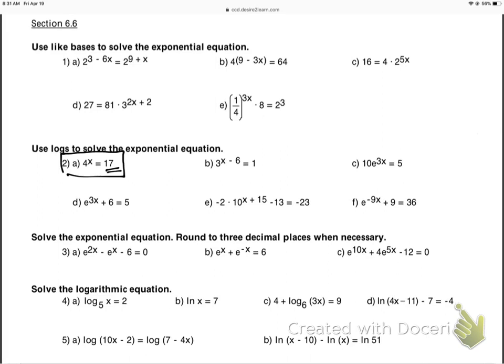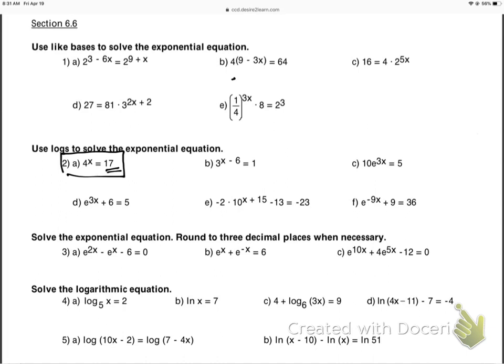Well, look at this. This both has a base of 2, so I don't do anything. It's just 3 minus 6x equals 9 plus x. Exponent equals exponent, and then just solve for x. So that's straightforward. Now the next one.